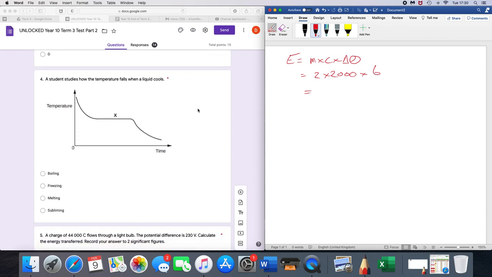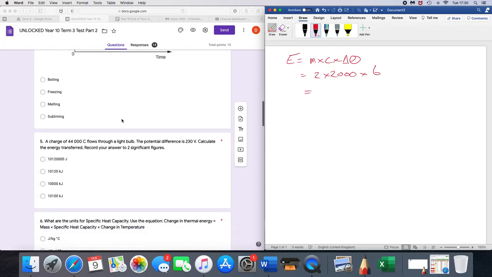Question 4, here we have a temperature time graph. We have that characteristic flat period of time, no temperature change. So here we have a change of state. The temperature is falling, so here we must be freezing. So 4, the answer is B.